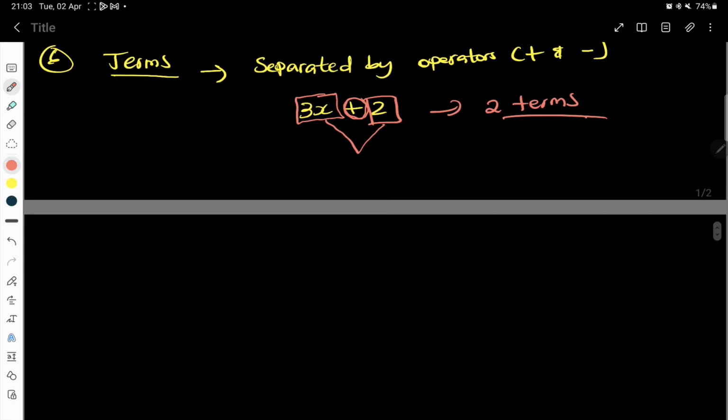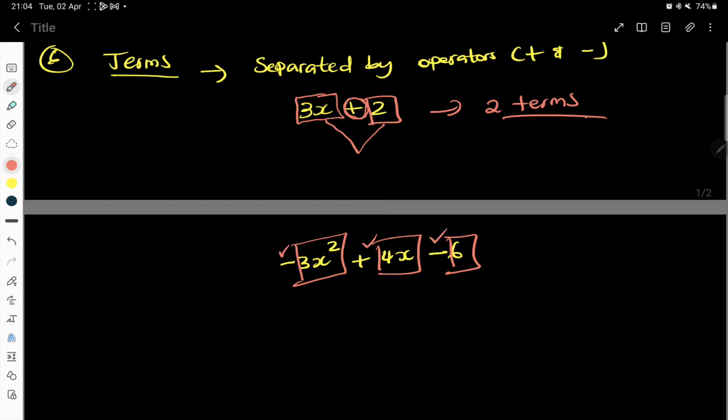So let's look at this one. Let's say you have negative 3x squared plus 4x minus 6. Let's check our terms. It's a term on its own. It's a term. It's a term. So they are separated by 1, 2, 3 operators. It means we've got 1, 2, and 3. So it's 3 terms.